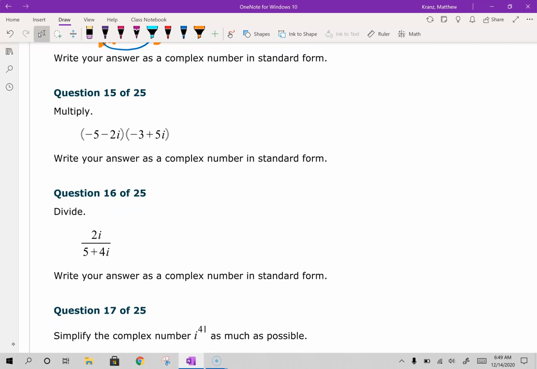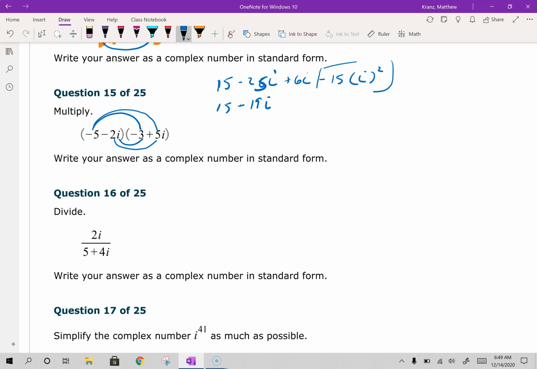We're going to multiply. So all we do with multiply is just FOIL. That gives me a positive 15. This gives me a negative 25i. This gives me a positive 6i. And this one gives me a negative 15i squared. Now remember, i squared is just a negative 1. So 15, and we'll call this negative 19i. And when you think about this, right, this one is negative 15 times negative 1, which is a positive 30, plus 30. So that gives me a 45 minus 19i.